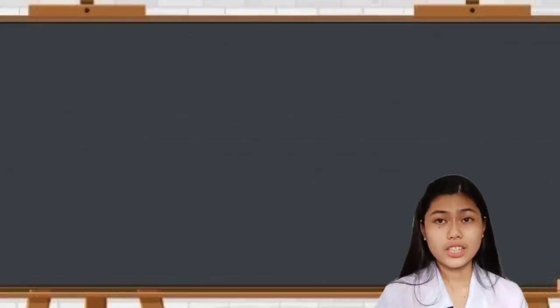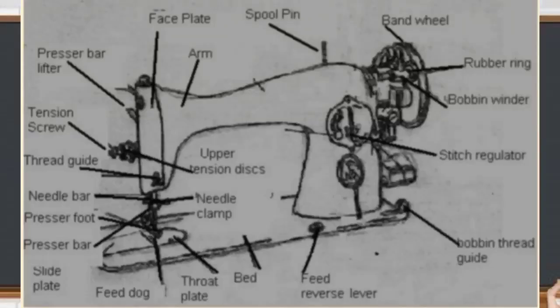Parts of the sewing machine in the arm. First, we have the spool pin. This is the thread holder. Next is the thread guide. It keeps the thread in position. Third, we have the thread take-up lever. It releases the thread and interlocks with the bobbin thread.